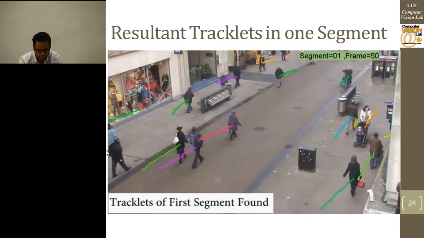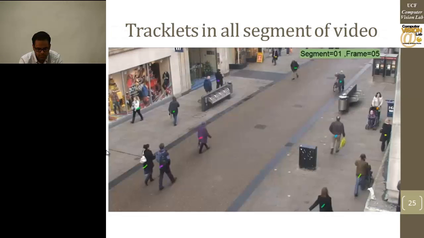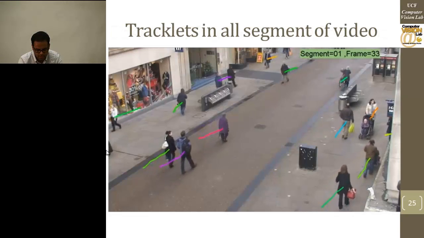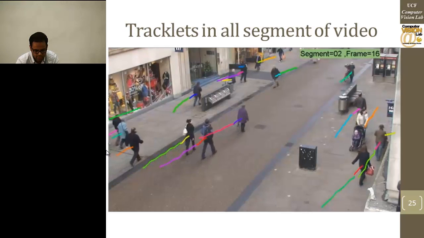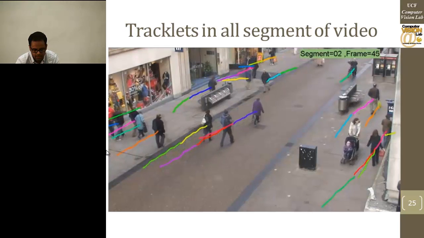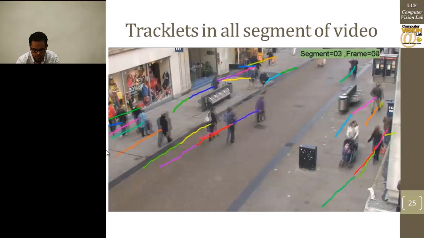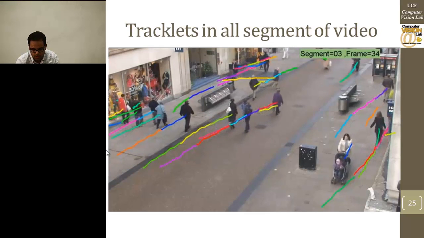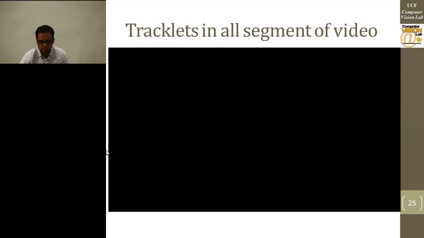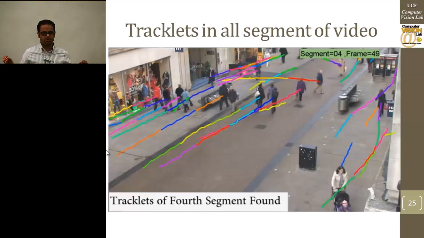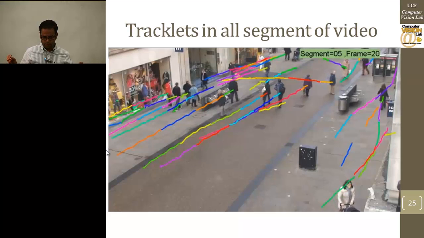So we keep doing this process for all the segments in the video. So this is the first segment, the tracklets. These are the second segments, and so on and so forth. We keep doing this for all the segments. So the question that we need to answer now is we need to merge these tracklets into full trajectories for the whole video for one person.